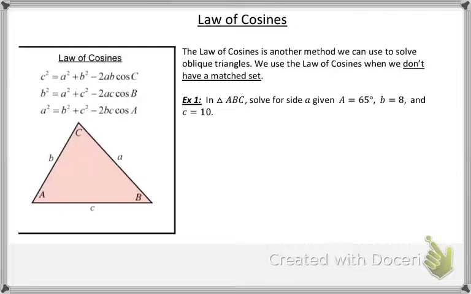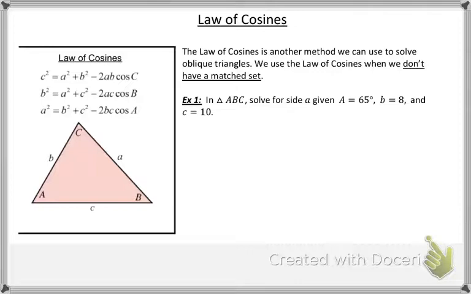So in order to use law of sines, we need to know the measure of one side and the measure of the angle that is opposite that side of a triangle. Now, if we don't have a matched set, then we can use law of cosines. The law of cosines can be written in three ways.